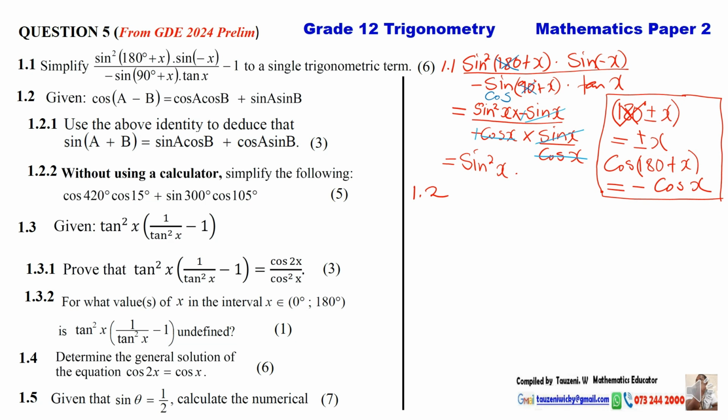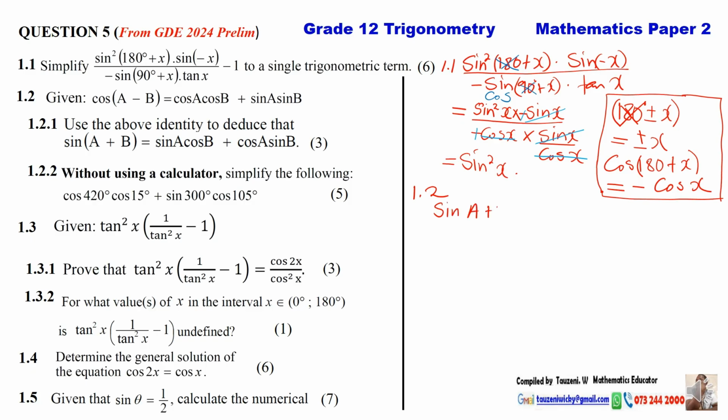Number 1.2, we are given the formula for the expansion for the compound identity cos A minus B is equal to cos A cos B plus sin A sin B. And in this identity, we want to use it to determine the expansion for sin A plus B. We need to prove that. So this is what we have, the sine of A plus B.